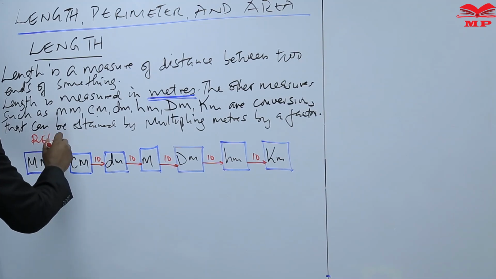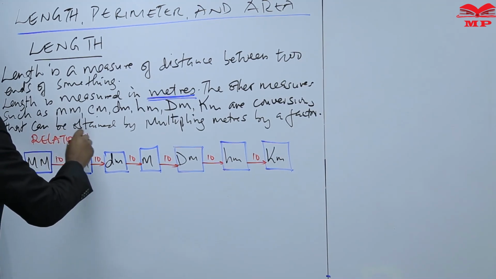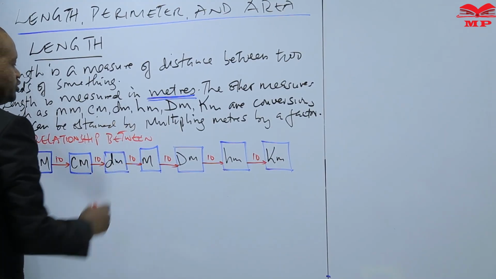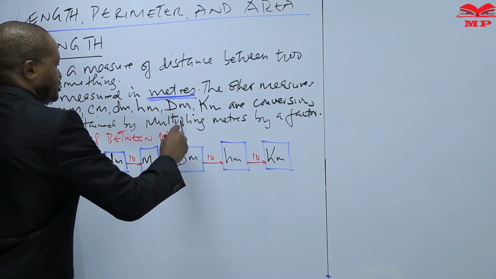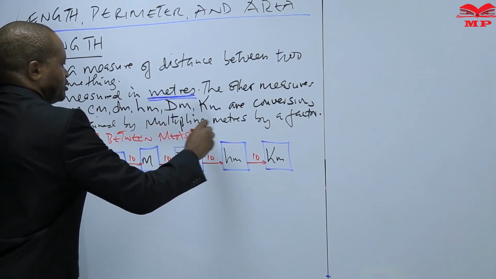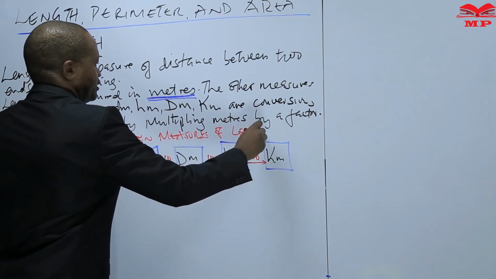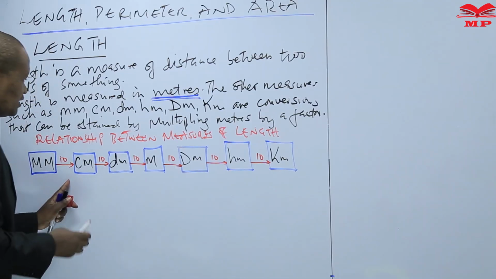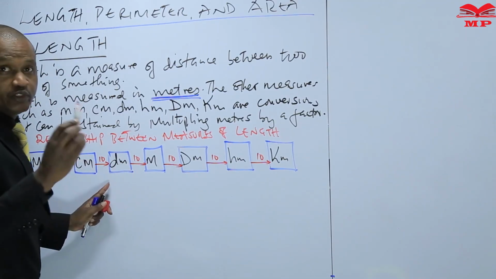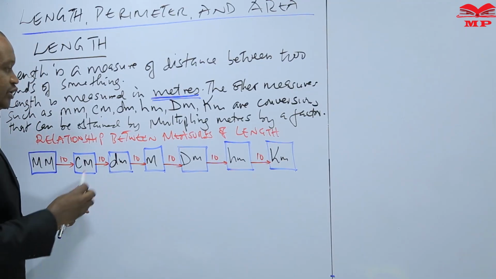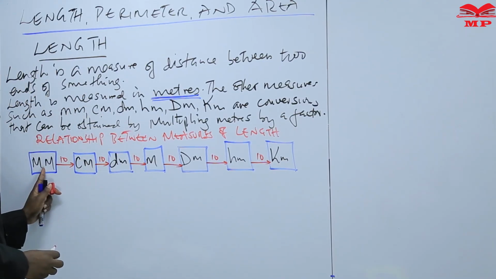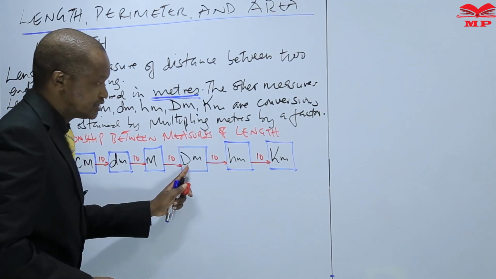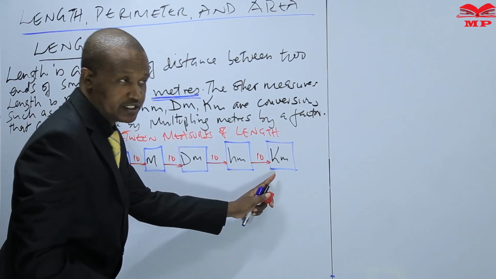This diagram is showing the relationship between measures of length. Learners, this is a diagram that is going to help us understand the relationship between the units of length, that is the millimeters, centimeters, decimeters, meters, decameters, hectometers, and kilometers.